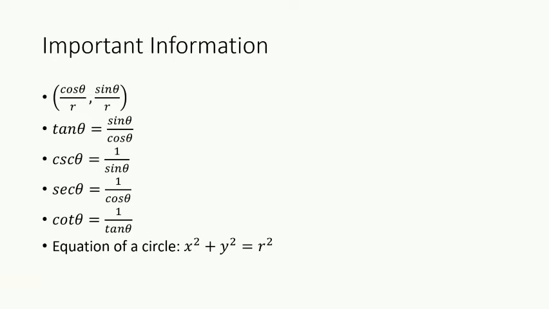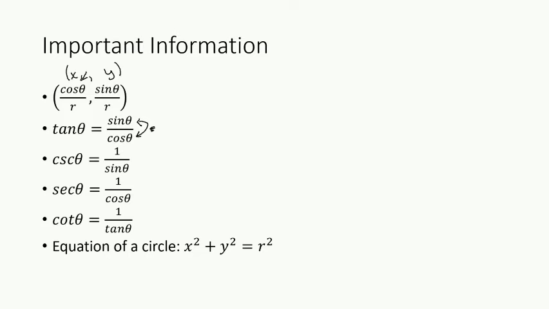So probably the most important is the cosine of theta over the radius, and the sine of theta over the radius. So this will be our x value, and this will be our y value when we're looking at points. Then the tangent is the sine of theta over the cosine of theta, and you just have to memorize that and know it because that is very important right there.